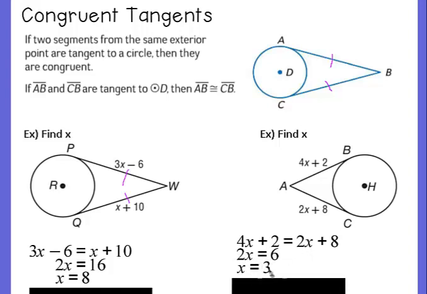And if you wanted to check it, you could take the 3 and go plug it back in. 4 times 3 is 12. 12 plus 2 is 14. So AB is 14. 2 times 3 is 6. 6 plus 8 is 14. So you get both of them to be 14 when you plug that 3 back in. That's a good way to check and make sure you did the problem right.